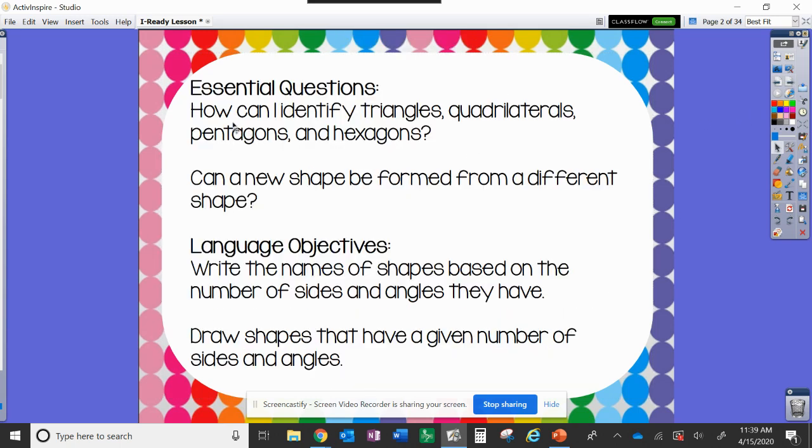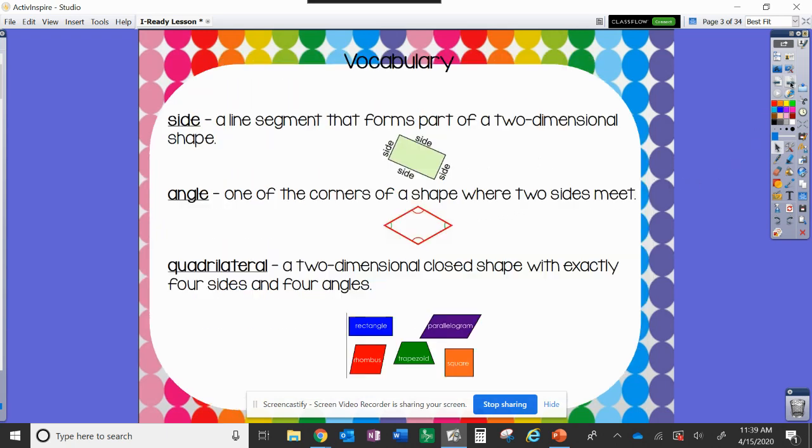So our essential question is, how can I identify those triangles, quadrilaterals, pentagons, and hexagons? Hint, you count the number of sides and angles. And can a new shape be formed from a different shape?